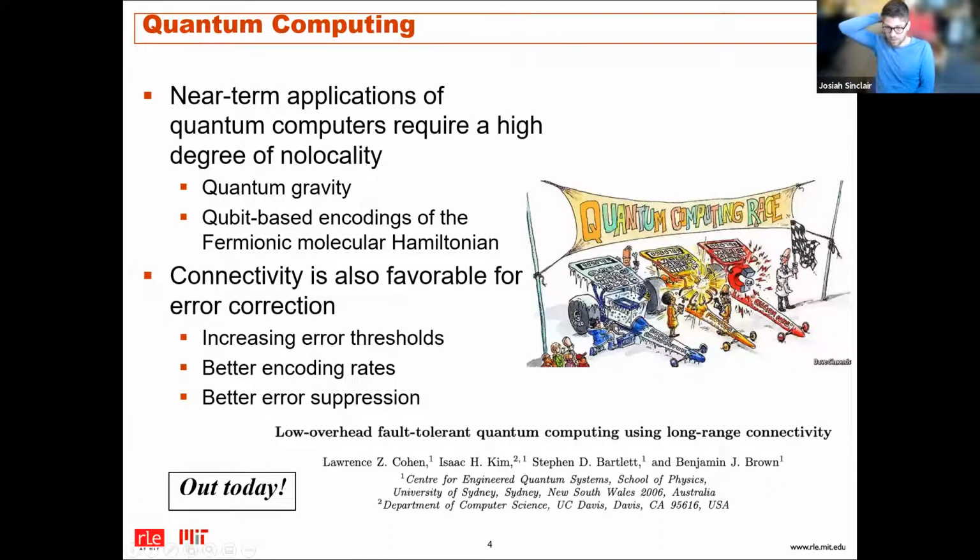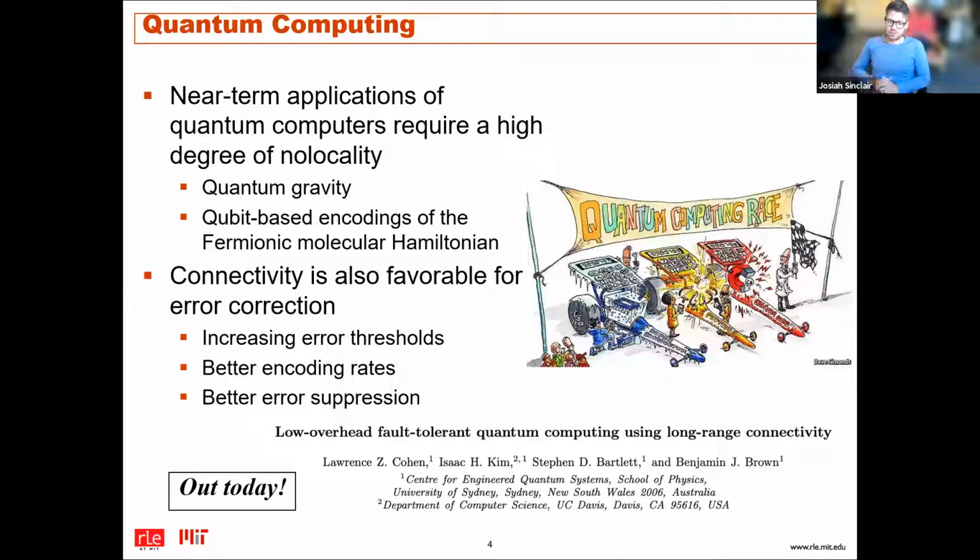In addition, according to what the quantum algorithm folks tell me, many near-term NISQ applications, such as simulations of quantum gravity or qubit-based encodings of the fermionic molecular Hamiltonian, all require a high degree of non-locality. And so it's not just a long-term goal, but if we want to be able to do interesting NISQ-type applications, connectivity is a really important metric to be thinking about.